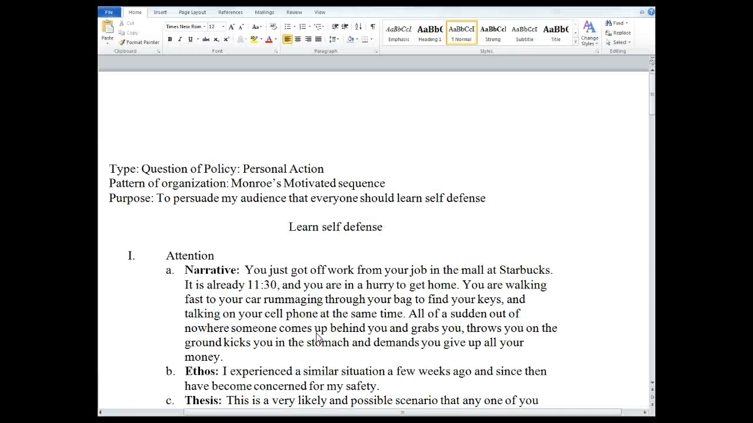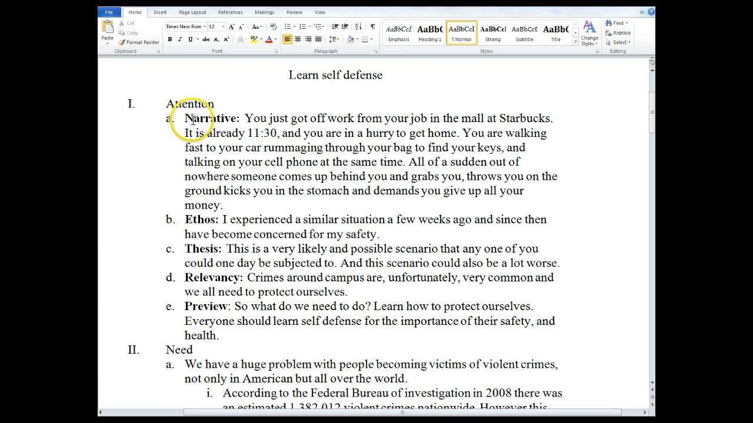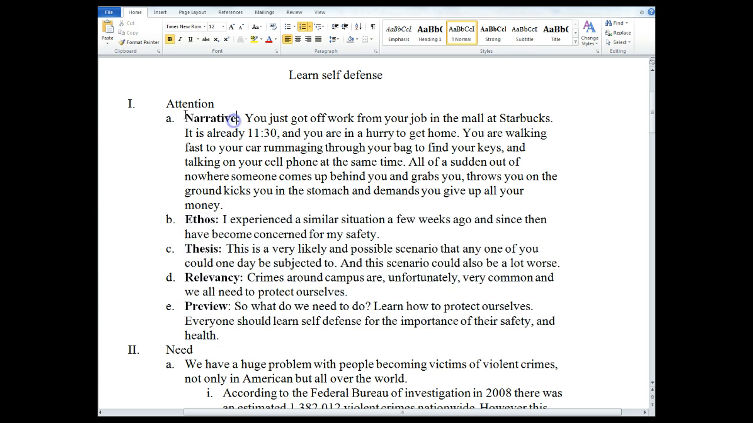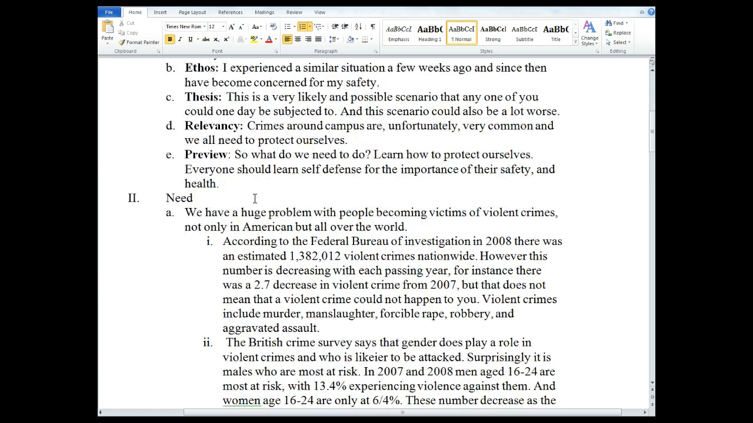So here's what an outline would look like in Monroe's. Now, like I mentioned, the first step, the attention step, actually is going to be your attention getter. Remember, it has to be a narrative or scenario that showcases the problem. So here, this individual is doing a speech on learning self-defense. Her scenario is she works at Starbucks, she gets off late, and then someone attacks her. All the other steps of the introduction, they're still there, so those don't change. It's just the attention getter. It has to be a narrative.